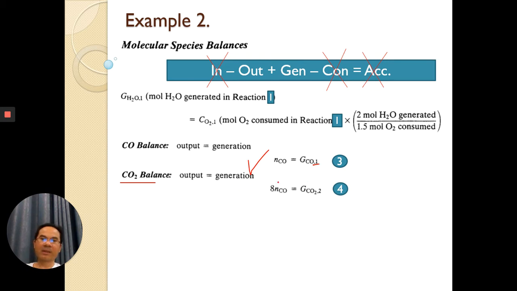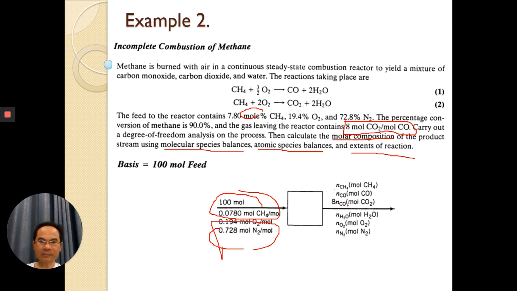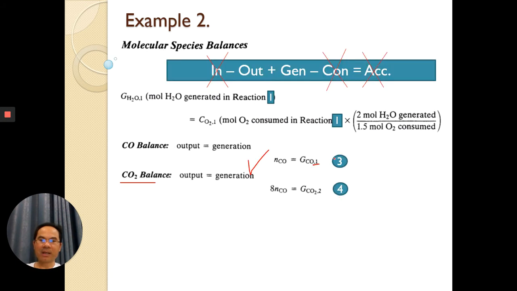Okay, for this case, you know the ratio of CO2 per CO, which you know, right? CO output is equal to 8 NCO. That means output NCO is equal to generation of CO2 from the second reaction. You cannot solve this now because it is still unknown.